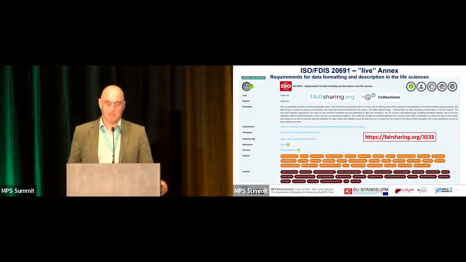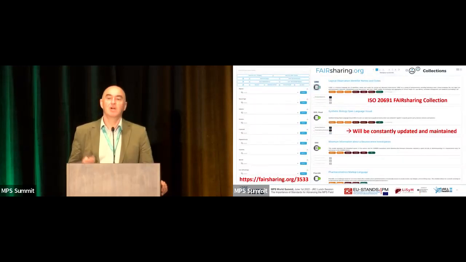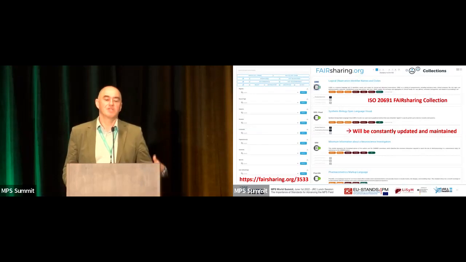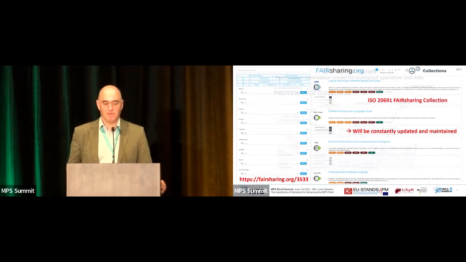And the advantage of such a live annex, an online platform, is that it can be constantly updated and maintained. When you think of all these community standards, they change over time, and so this cannot be well reflected in the printed standard. Such a live annex platform can help to be updated in the future.